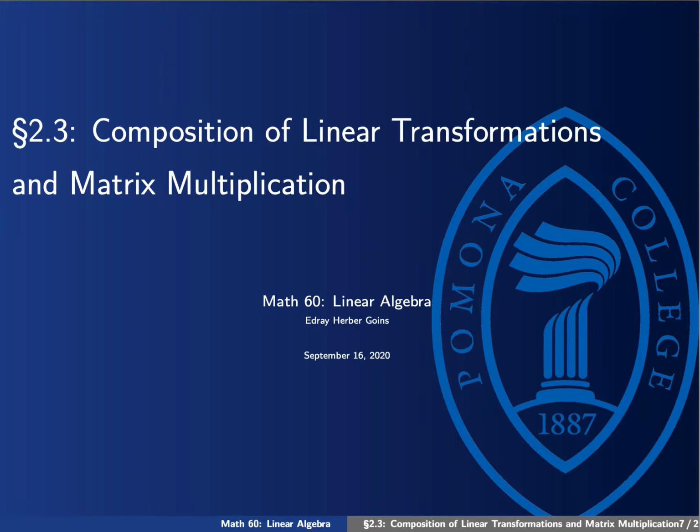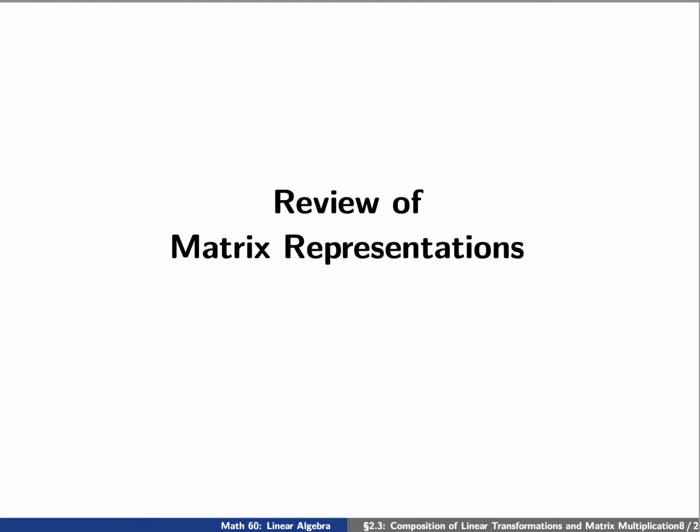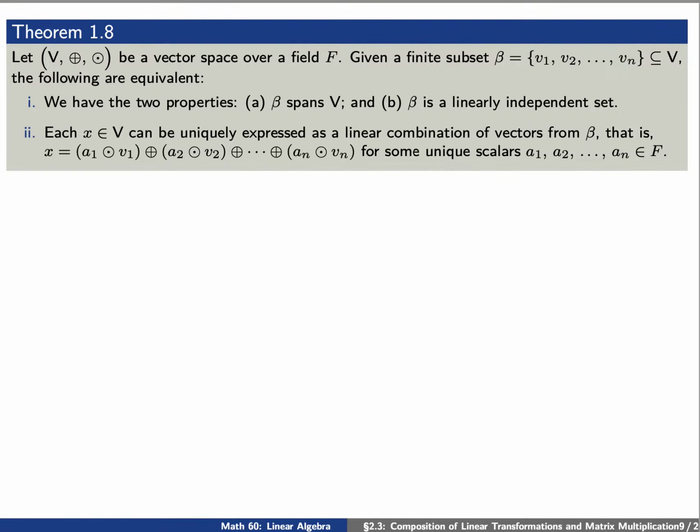Today we're going to talk about composition of linear transformations and matrix multiplication. Let's review some ideas from last time. Say that we have a vector space over a field.